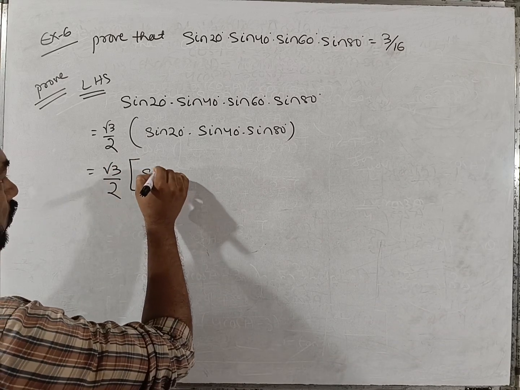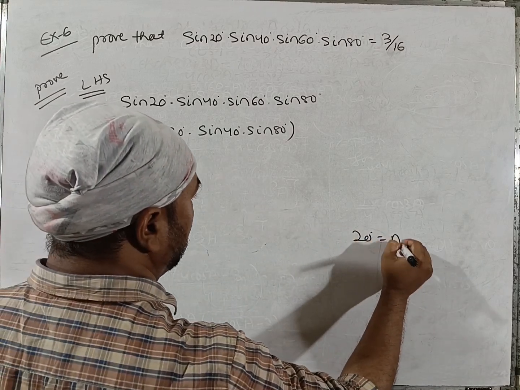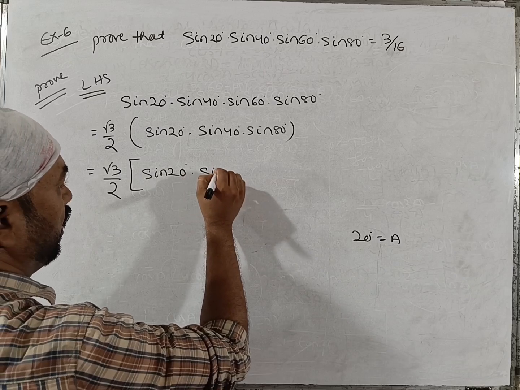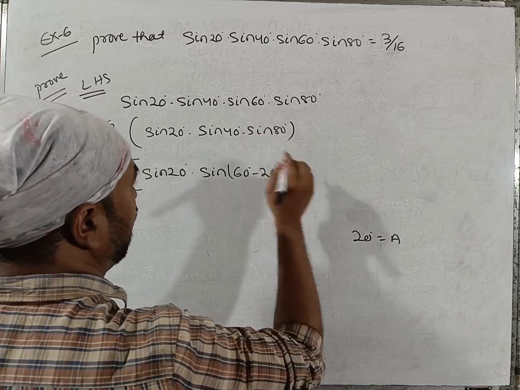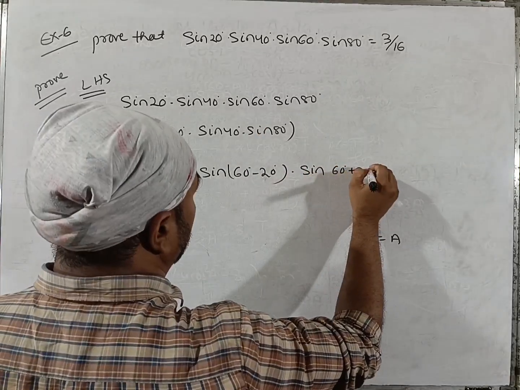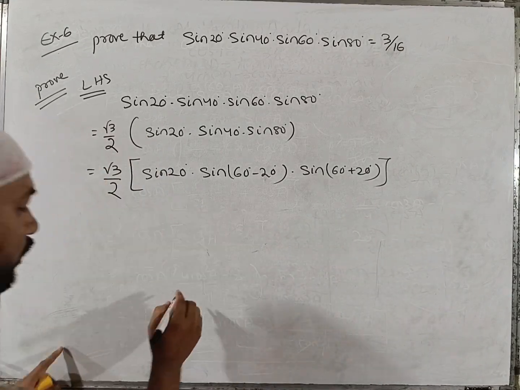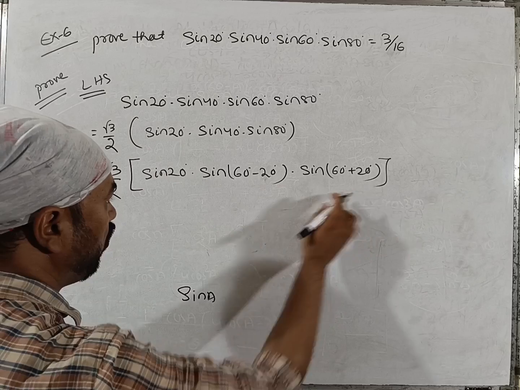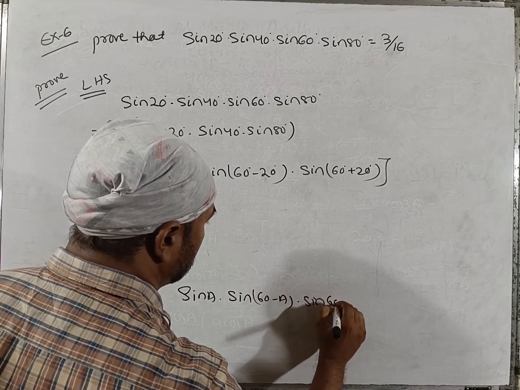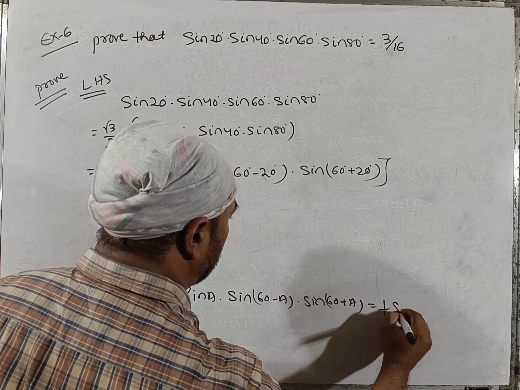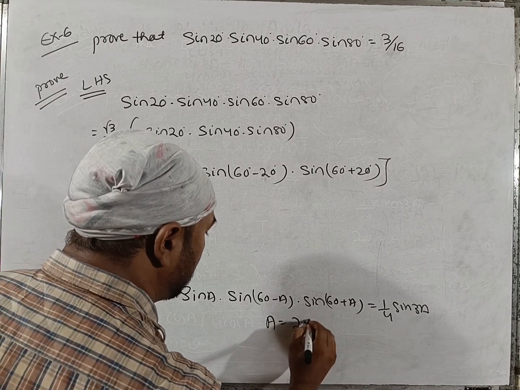We can consider 20 as A, 40 as sin 60 minus 20, then 80 as 60 plus 20. So it is in the form of sin A sin 60 minus A sin 60 plus A, which is equal to 1 by 4 sin 3A, and here the value of A is 20 degrees.